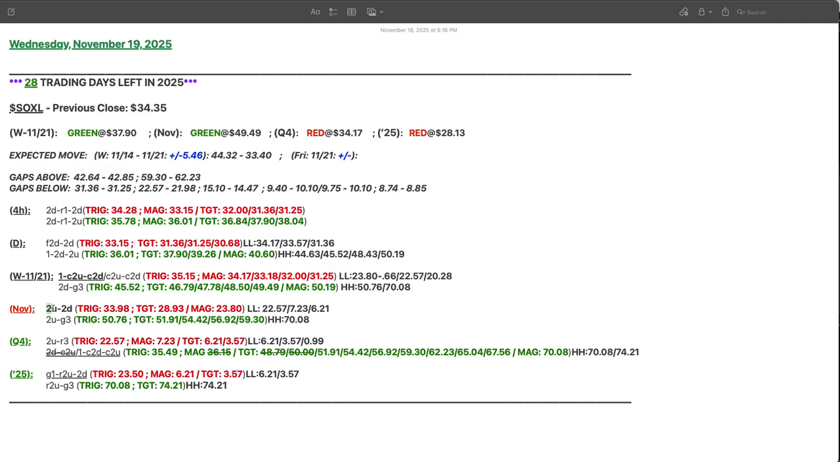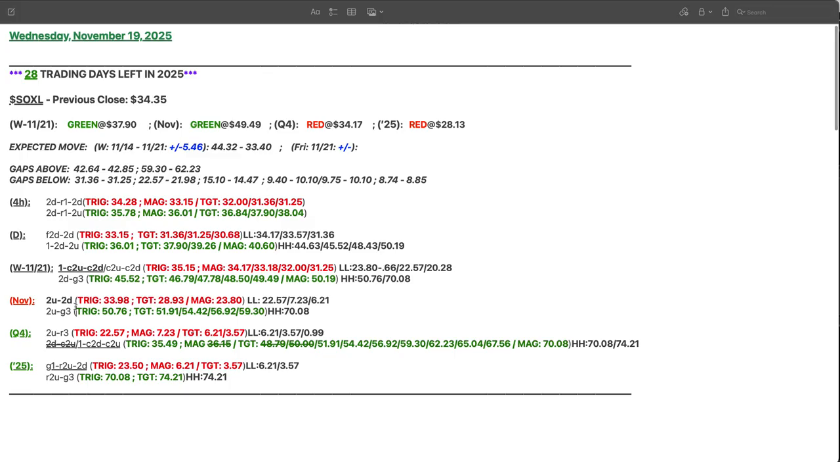On the month, again, we have triggered the 2 up, 2 down. That triggered, let's see, 33, and I have my bold wrong, so this should be underlined but not bold, right? So we triggered 33.98, but we were able to push back above, right? We're back at 34.35. So we triggered the 2 up, 2 down.